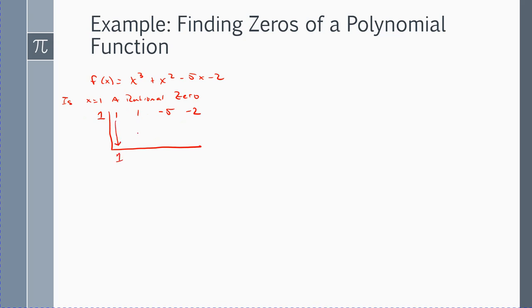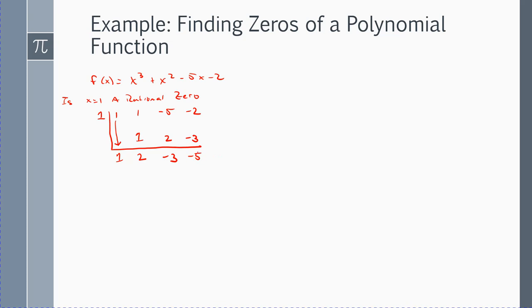1 times 1 is 1. 1 plus 1 is 2. 1 times 2 is 2. Let's see, minus 5 plus 2 gets me minus 3. And then 1 times minus 3 is minus 3. Minus 2 plus minus 3 is minus 5.